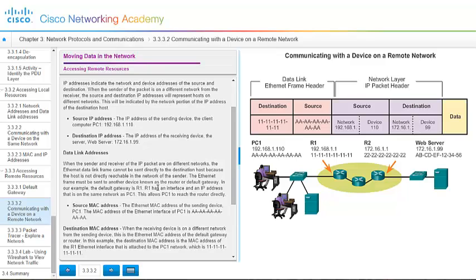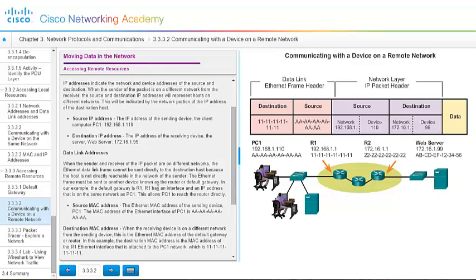The data link address: when the sender and receiver of the IP packets are on different networks, the Ethernet data link frame cannot be sent directly to the destination host because the host is not directly attached or reachable through that network. The Ethernet frame must be sent to another device known as the router or the default gateway.